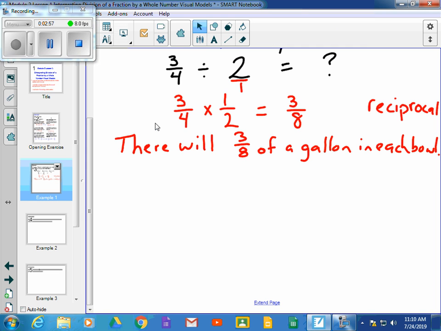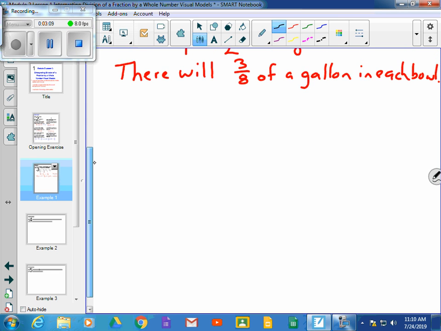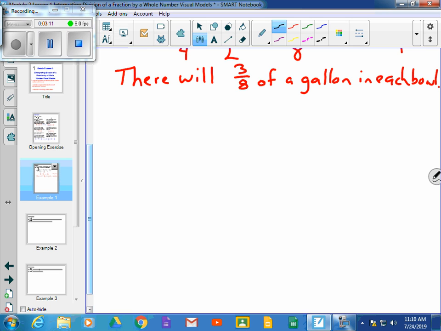Now I want to verify this. I want to prove it using a tool. Sometimes the tool is easier to solve. This is just going to be one tool in our toolbox. It's called an area model, and this is something that you might have seen in 5th grade when you were multiplying fractions. We're going to use it to prove division of fractions as well.